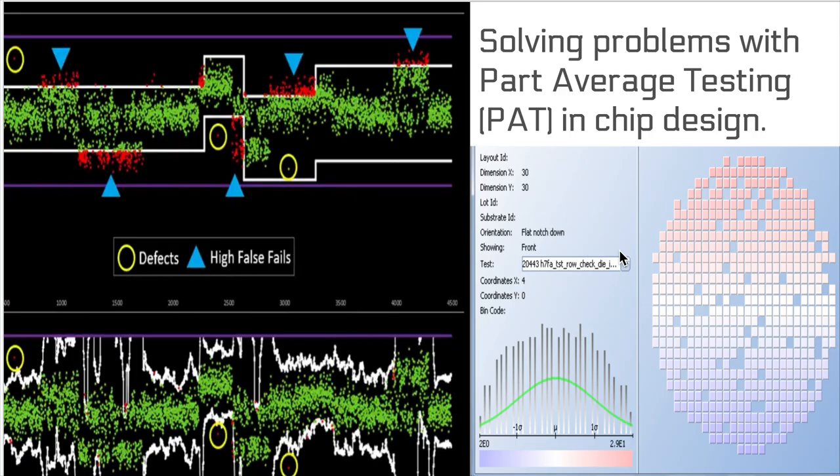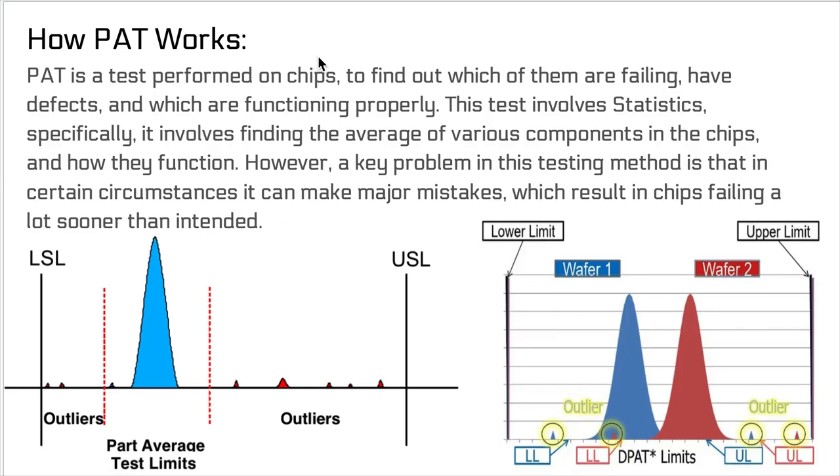Here on the bottom right side of the screen, there's another image. It's an image of the wafer here on the very right side. It has different data and some statistics, what looks like a normal distribution here. So yeah, that's that. So first I'll discuss how PAT works.